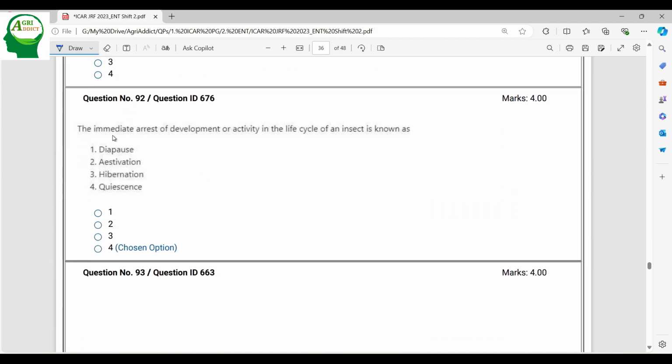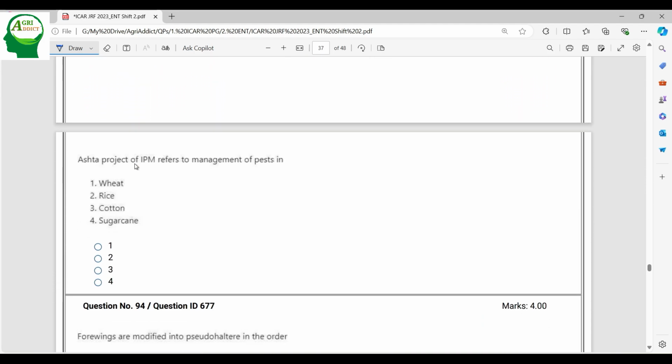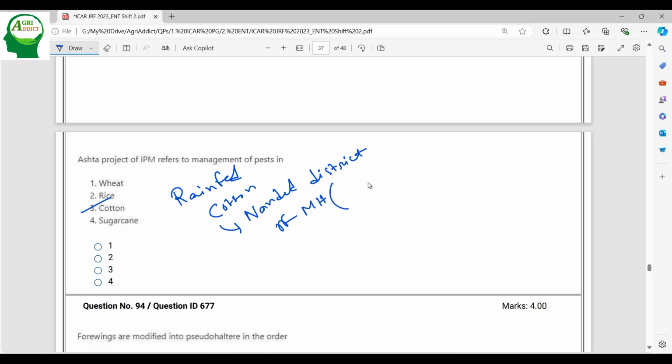The immediate arrest of development or activity in the life cycle of an insect is known as quiescence. Aestivation is due to high temperature, hibernation is due to low temperature, and diapause can also occur in the life cycle of insects, but immediate arrest is quiescence. The Astha project for IPM refers to the management of pests in cotton. Mainly in rain-fed cotton, this Astha project was there in the Nanded district of Maharashtra, mainly in the Marathwada region.